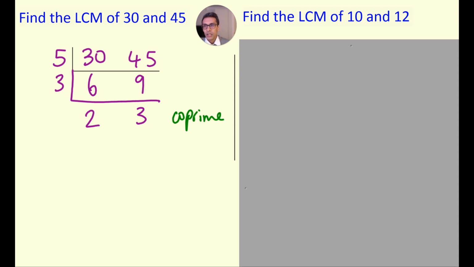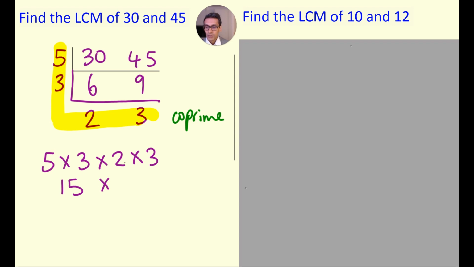That means we stop, and then we have to highlight the L shape. Remember, because it's lowest common multiple, it's L shape, so you can see there's the L. And then we're going to work out what this multiplies to. So 5 times 3 times 2 times 3. So 5 times 3 is 15, 2 times 3 is 6, and then 15 times 6, so that's going to be 90. So the LCM of 30 and 45 is 90.